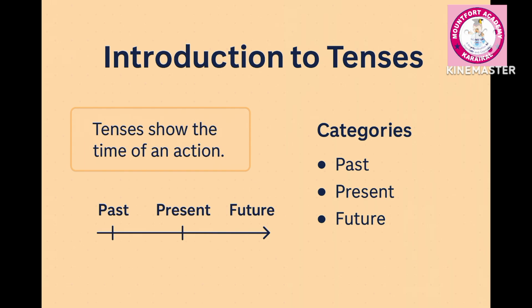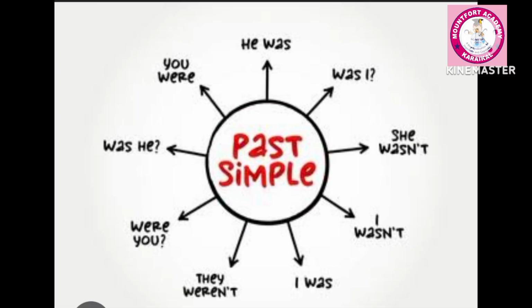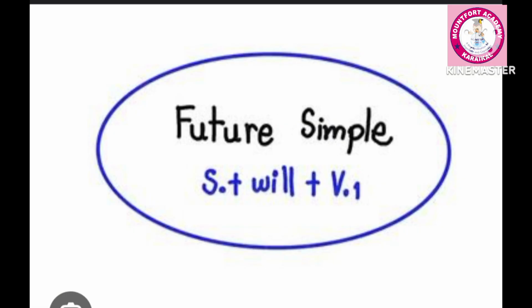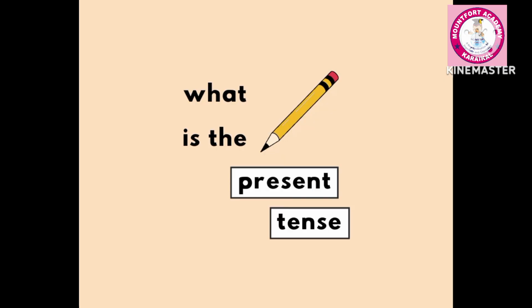There are three main tense forms: present tense, past tense, and future tense. Each of these tenses has 4 aspects, and therefore we have a total of 12 forms. We will start learning about present tense. What is present tense? Any idea?